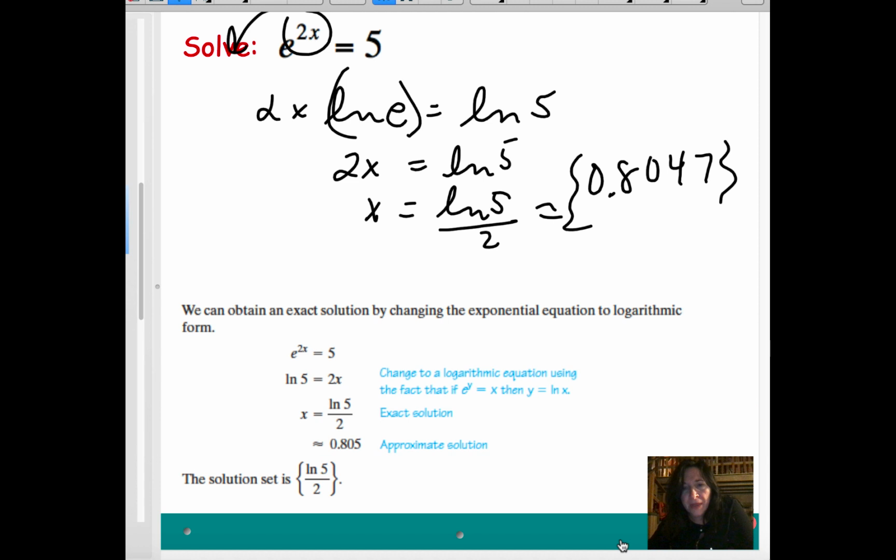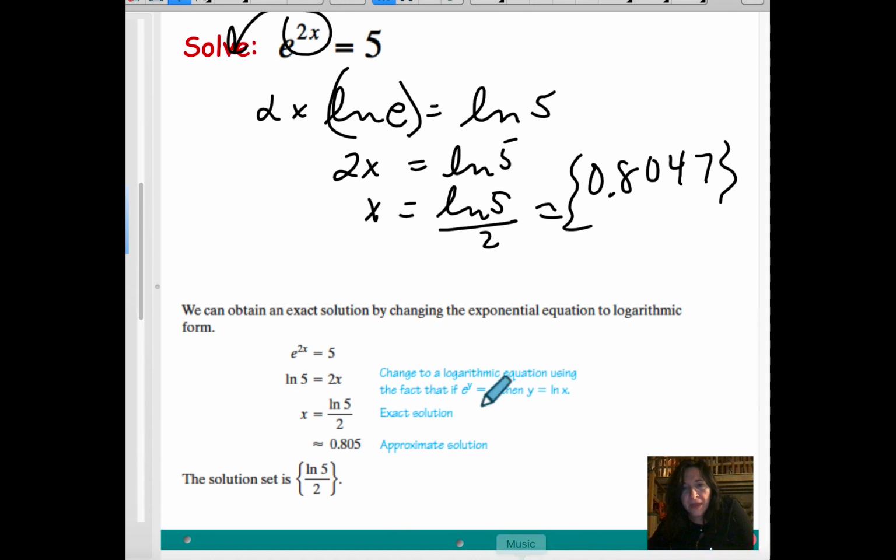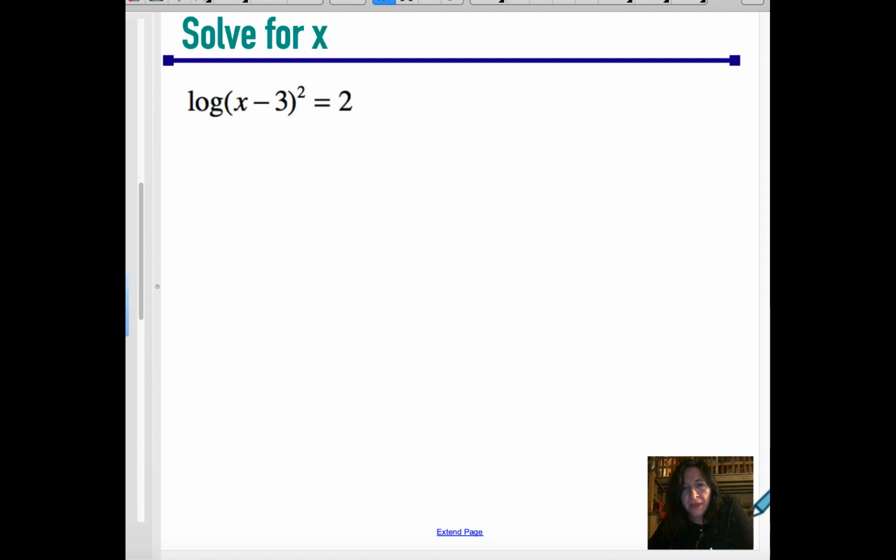Same thing, just doing it again. Solve for x. X is in here. We're going to take this 10 down here, bring that across. We're going to go base 2 across the equal sign is equal to x minus 3 quantity squared.